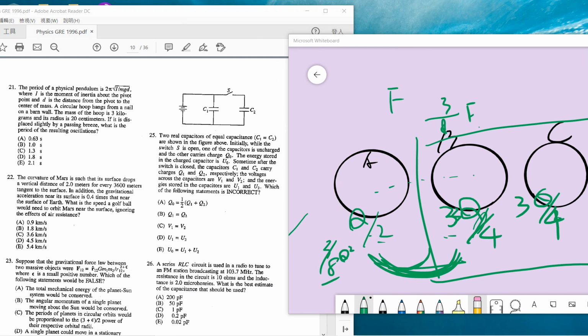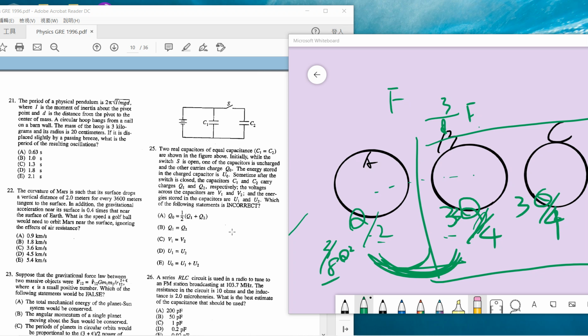Okay, number 25. The question is too long, so you can read it by yourself. Basically, you have two capacitors in a circuit, and the energy stored in the capacitors is U1 and U2, and which of the following statements is incorrect. Initially you have some capacitors with energy stored U naught, and after the switch is closed, the capacitors C1 and C2 carry charge Q1 and Q2. So which one is incorrect?